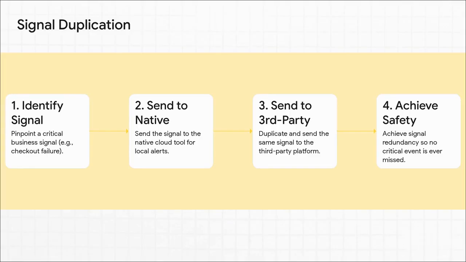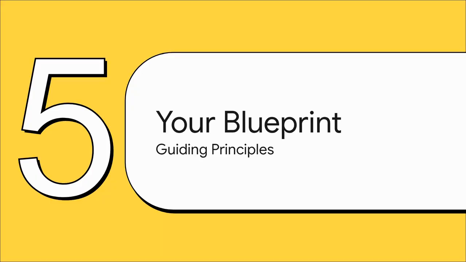So, okay, how does this actually work in the real world? Well, it's a pattern called signal duplication. It's pretty simple, actually. First, you identify a signal that you absolutely, positively cannot afford to miss. Think like a failed customer checkout. Then you set up your application to send that signal to both places. It goes to your native cloud tool for that immediate in-the-moment alerting, and at the same time, it goes to your third-party platform for that big-picture, long-term analysis. And just like that, you've built in redundancy. If one system has a hiccup, the other one still catches that critical event. No blind spots.